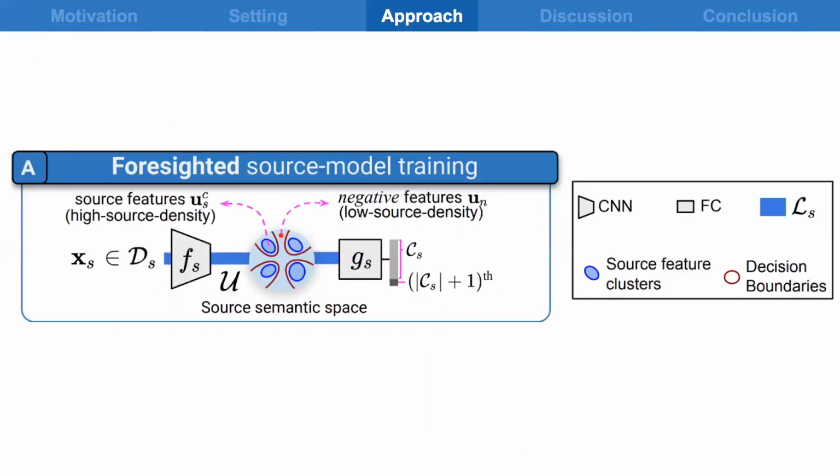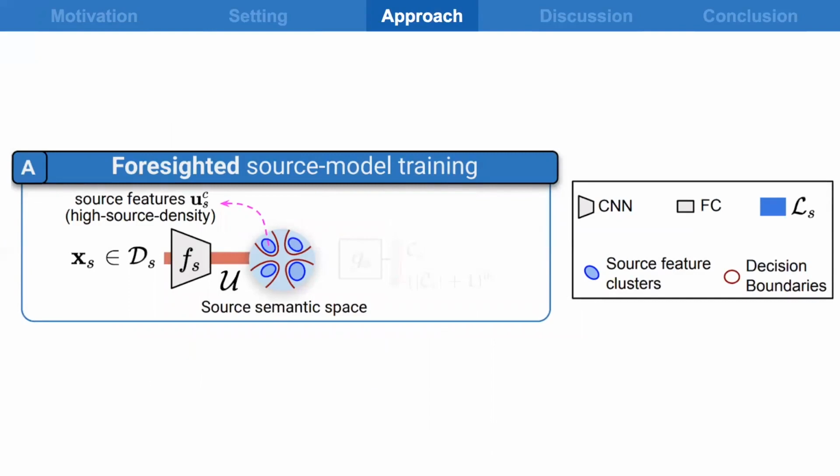First, we look at the foresighted source training. The network consists of a CNN backbone FS and a classifier GS having an additional class to model the out-of-distribution regime. The idea is to learn compact feature clusters for the source classes which can then be approximated using Gaussian prototypes. These prototypes will capture the source semantics in the latent space, which can then be used during the source-free model upgrade. We define a class-specific Gaussian prototype as a Gaussian approximation obtained using the source features for each class.